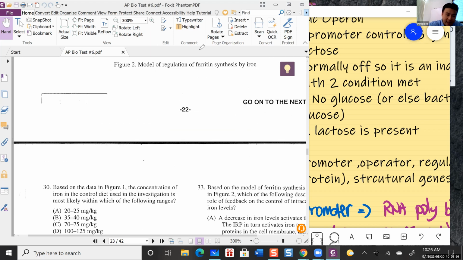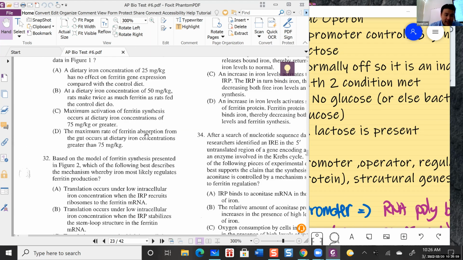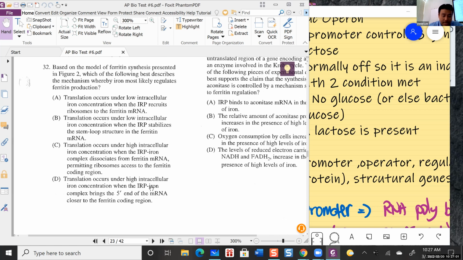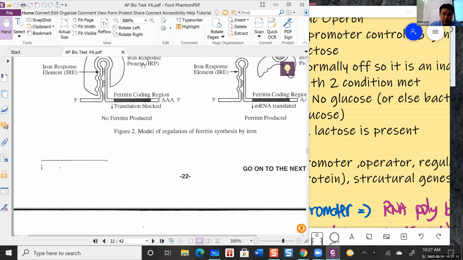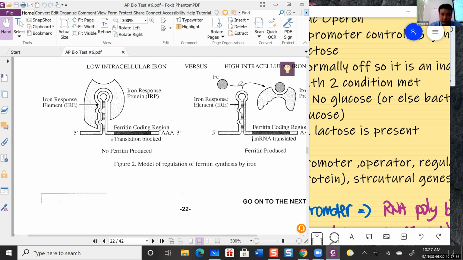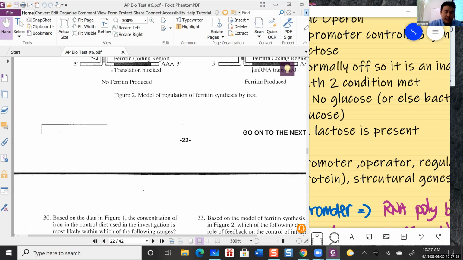And let's look at the last choice. Why is it wrong? Translation occurs under high iron, yeah. And it says when the IRP complex brings the 5' end closer to the coding region. That's not what the IRP is doing here. IRP simply attaches and detaches. It does not bring anything closer to the coding region. If you really look at that, the distance is the same, right? The coding region is right here. The IRE is here. There's no change in that distance, so that's just wrong. Okay, let's look at the next one.